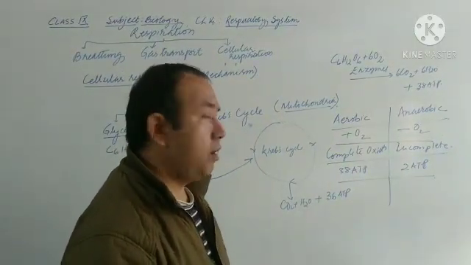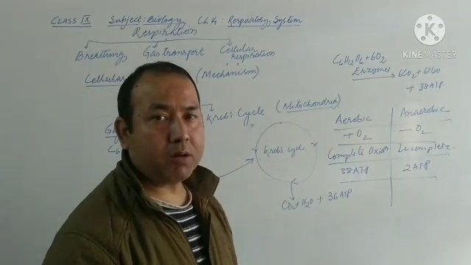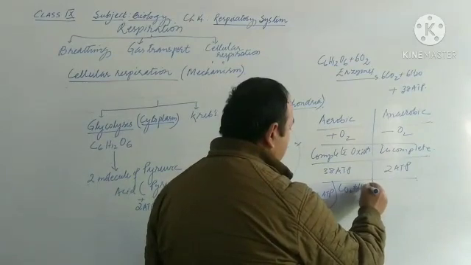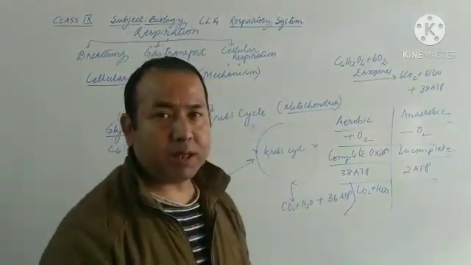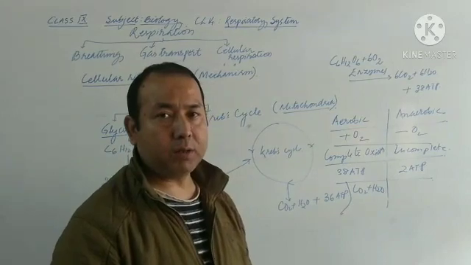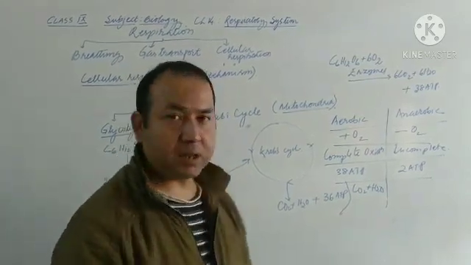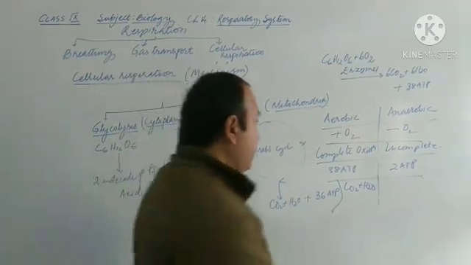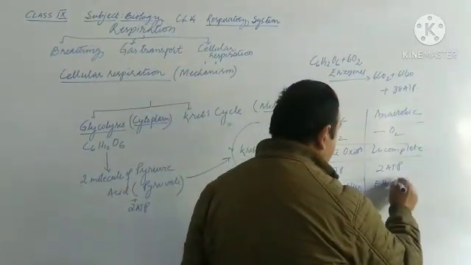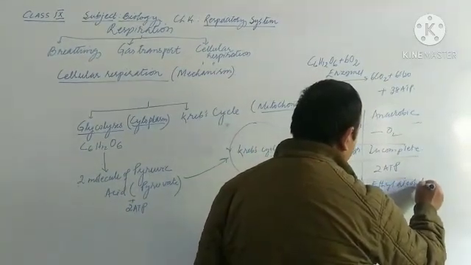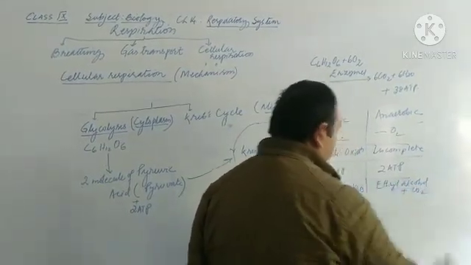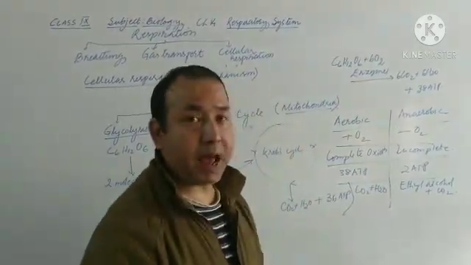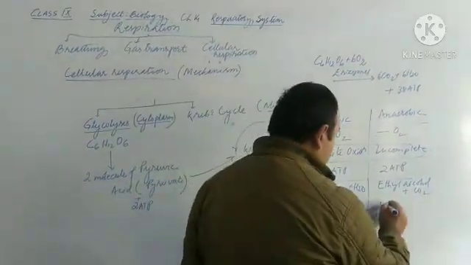When glucose molecules get completely oxidized, it gives products like carbon dioxide and water vapor. Whereas anaerobic respiration undergoes incomplete oxidation of the food molecule, that is the glucose molecule. As a result, particularly in plants, ethyl alcohol is produced with the evolution of carbon dioxide. Whereas the end product of anaerobic respiration in animals particularly is lactic acid.